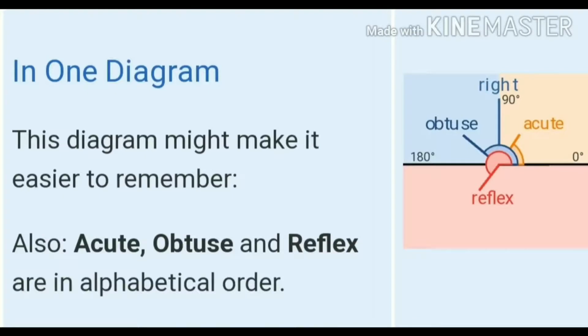This diagram might make it easier to remember the types of angles. Acute angle, obtuse angle, and reflex angle are in alphabetical order. The second way to understand these angles is: the acute angle bends toward the right side, the obtuse angle bends toward the left side, and the reflex angle bends below the first arm.